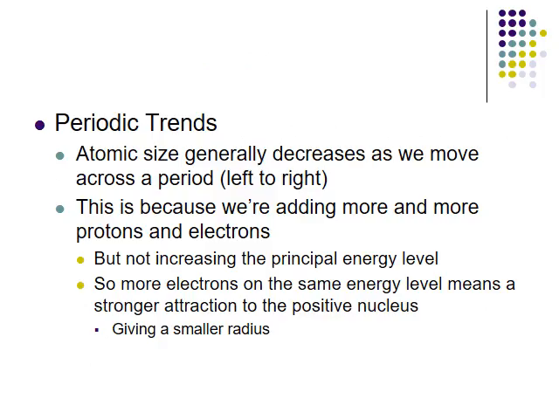Now the periodic trends here, that's the side to side. Generally, atoms are going to get smaller as we move from left to right, which is a little counterintuitive because as we move to the right, they actually get more massive. This is because we're adding more protons and electrons, but we're not adding more energy levels. And remember, protons having a positive charge and electrons having a negative charge attract each other. And it's really that we're adding more protons that is the big piece here.